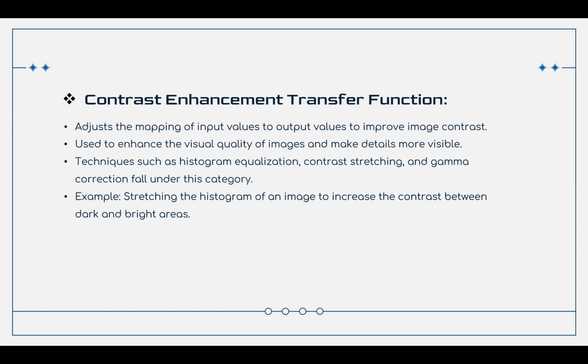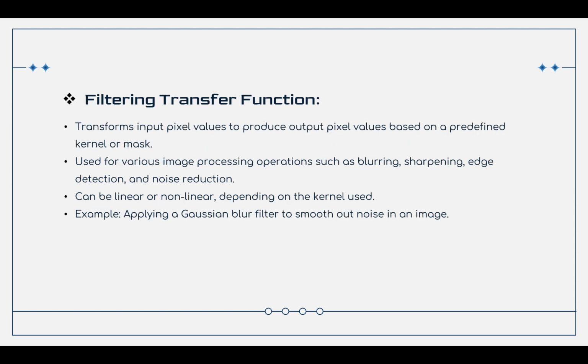Second type of transfer function is contrast enhancement transfer function. It adjusts the mapping of input values to output values to improve image contrast. It is used to enhance the visual quality of images and make details more visible. Techniques such as histogram equalization, contrast stretching, and gamma correction fall under this category. Example of this type of transfer function is stretching the histogram of an image to increase the contrast between dark and bright areas.